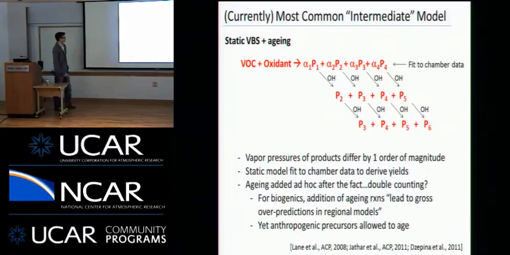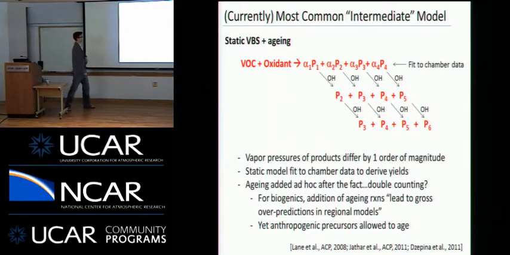Now, the problem with this model, as I see it, and people can argue with me about this if they want, is that the way it's usually run is you have a VOC plus an oxidant, you get your four products here. Those products then, that is your parameterization. That is what people fit to chamber data. And they derive these four yields that inherently include the aerosol formation already.